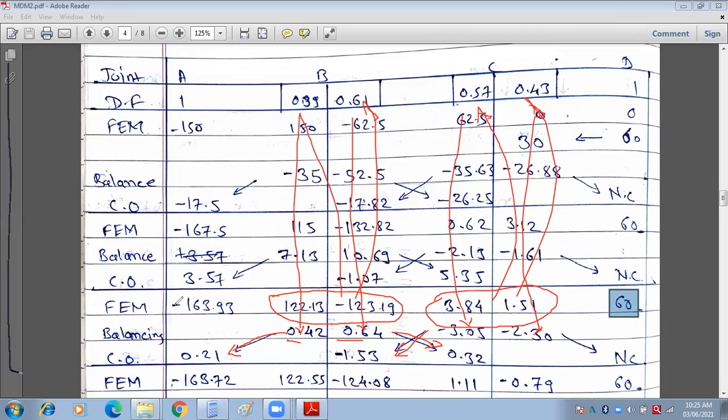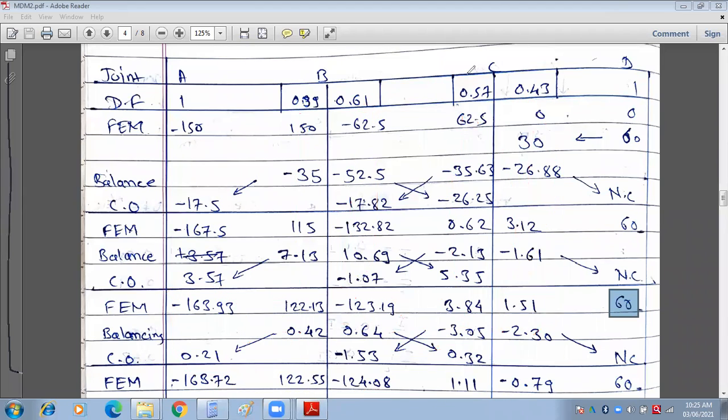The addition of these two terms, write down over here. Addition of these three terms, write down over here. Addition of these two terms, write down over here. Once you have done this procedure, again check whether these moments are balanced or not.